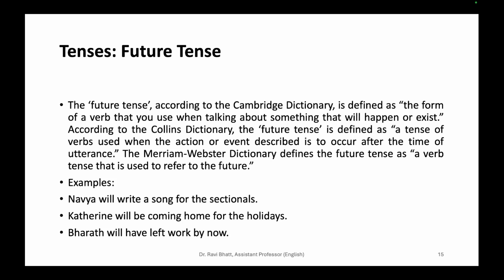Okay, according to Oxford's dictionary, the future tense is defined as a tense of verbs used when the action or event described is to occur after the time of utterance. And the Merriam-Webster dictionary defines the future tense as a verb tense that is used to refer to the future. For example, Navya will write a song for the sectionals, or Catherine will be coming home for the holidays, or Bharat will have left work by now. So these are some of the constructions in future tense.